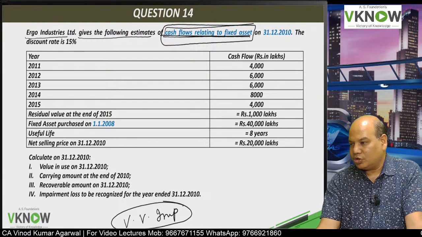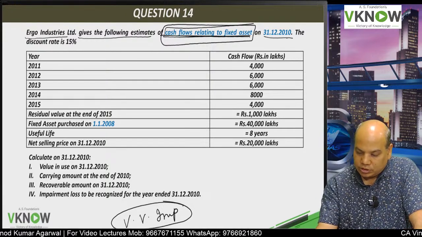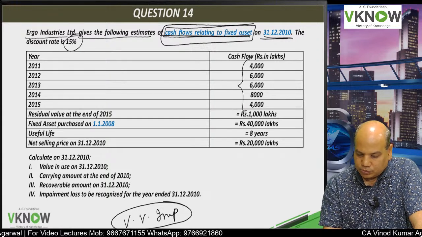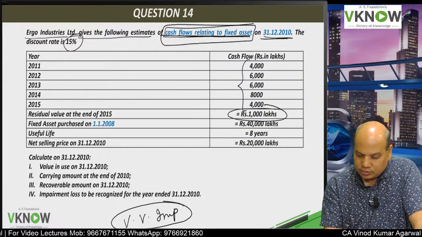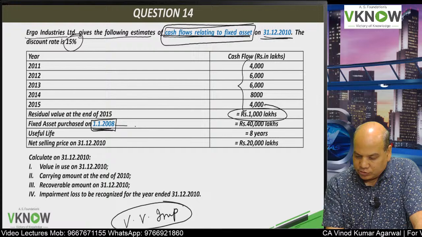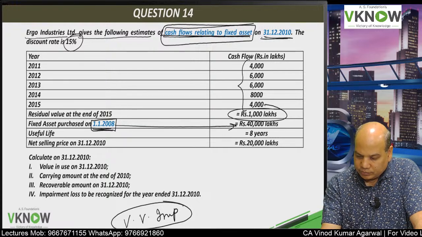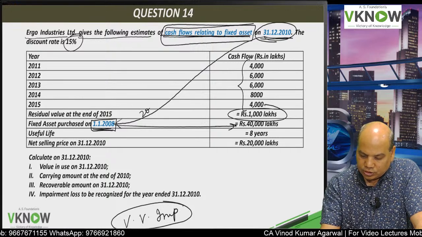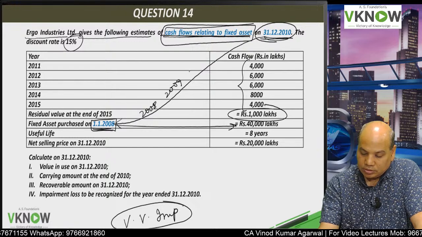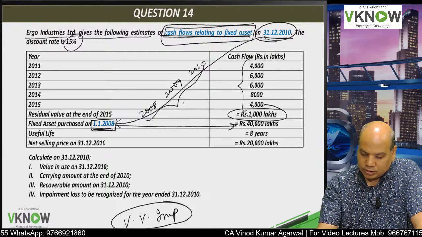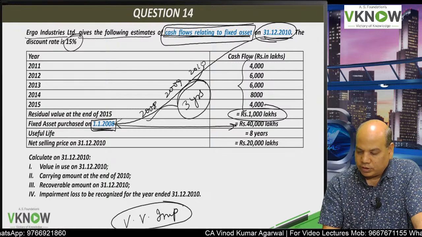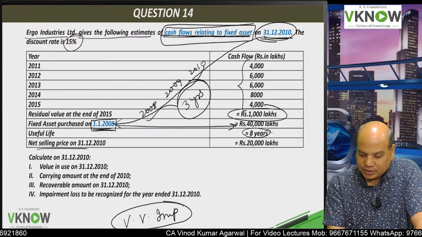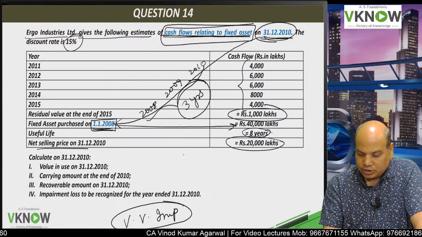All cash flows which this fixed asset will generate on 31/12/10, discount rate 15%, 5-year cash flows are given, residual value is given. Fixed asset was purchased on 1/4/18 and today is 31st December 2010. So 2008, 9, 10. 3 years are over. Useful life is 8 years. Net selling price is 20,000 lakh.